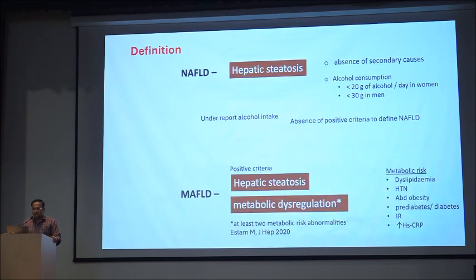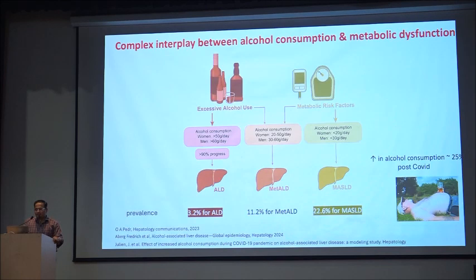Currently, the new term everyone is globally using is MAFLD, metabolic dysfunction associated fatty liver disease. This has a positive criteria: any liver fat with at least 2 parameters of metabolic dysregulation out of all those listed will make them fit into MAFLD. So if metabolic risk factors, 2 or more, are present and alcohol consumption is less than the scheduled ones, then it is called metabolic dysfunction associated steatotic liver disease.